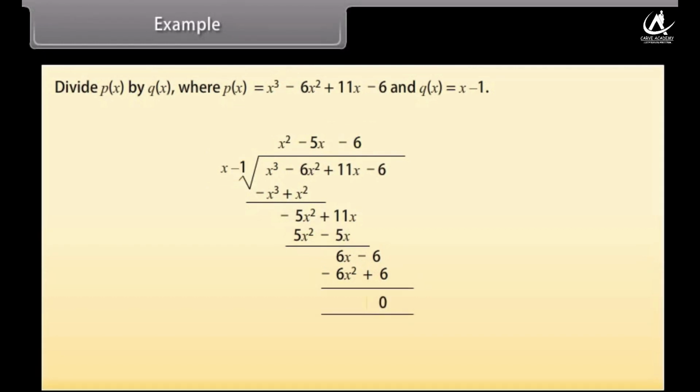The remainder here is 0 because we have completely divided through p(x) by the factor x minus 1. When you reach this step, you are done. Dividing any further by 0 would result in 0.